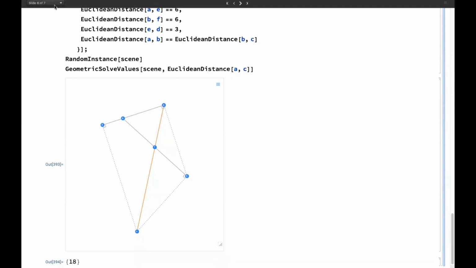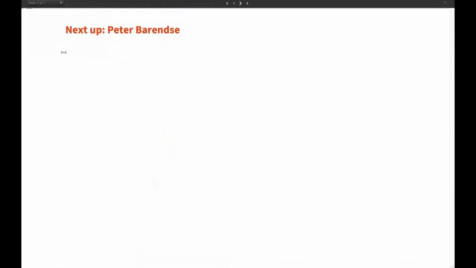All right, so GeometricSolveValues, as you see, just gives you an answer. If you're actually interested in how to prove these things using Wolfram Language, then you should learn about FindGeometricProof from my colleague Peter Brenz, who will be coming up next in this talk. Thank you.